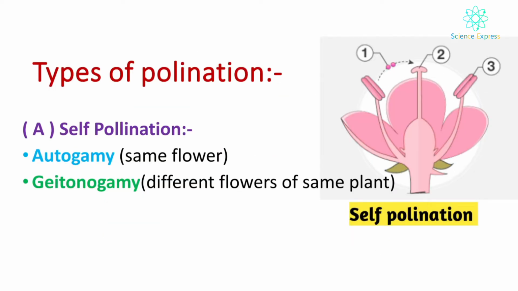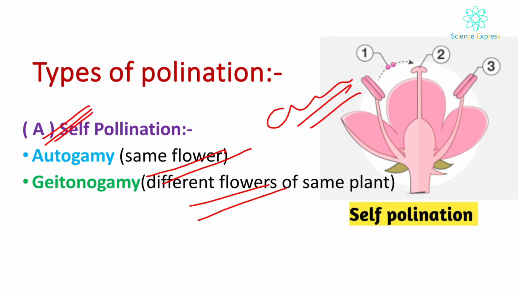Now pollination is mainly of two types. One is self pollination, another is cross pollination. Here we can see that self pollination is also of two types. One is autogamy, that means pollination in the same flower, and another is geitonogamy, pollination in a different flower but of the same plant. Okay, so they are genetically similar. Clear? These are pictures of self pollination. Pollination by the self or same flower. Clear? This anther and this stigma are both present in the same flower.